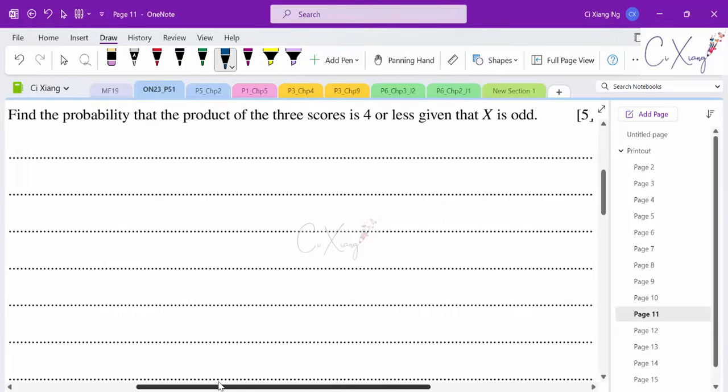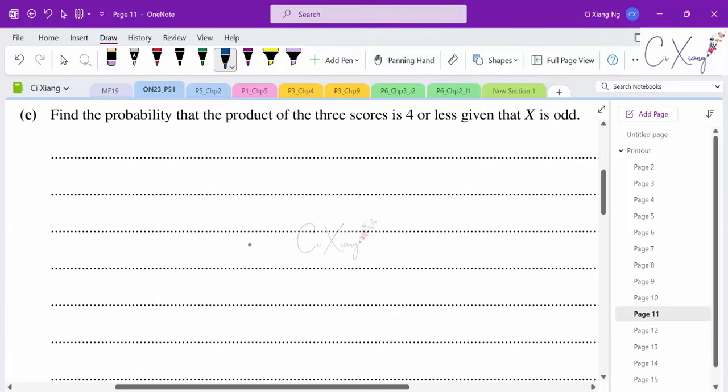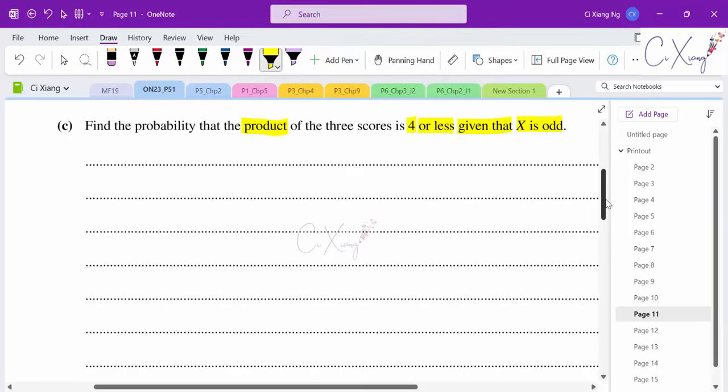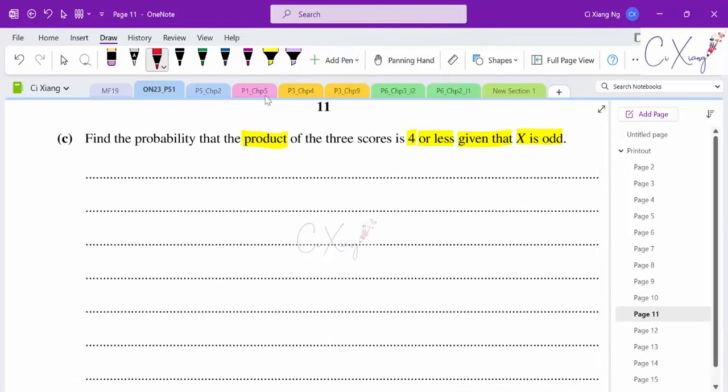Okay, so for part C, now they want us to find the probability that the product of the three scores is 4 or less, given that x is odd. Okay, so this question is slightly more complicated because of this one. Given that. So when you see the keyword "given that", they are telling you about conditional probability. Okay, so let me try to find out first what is the probability that they want us to find.